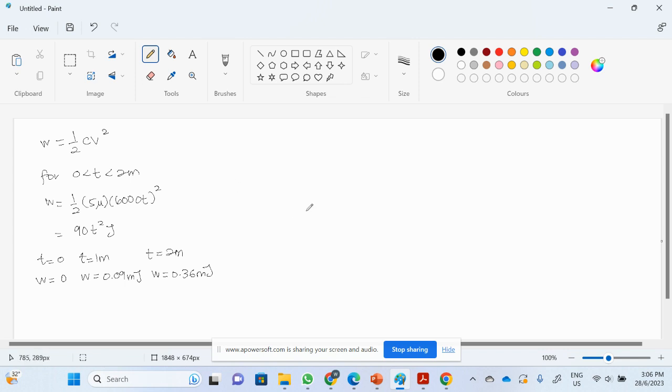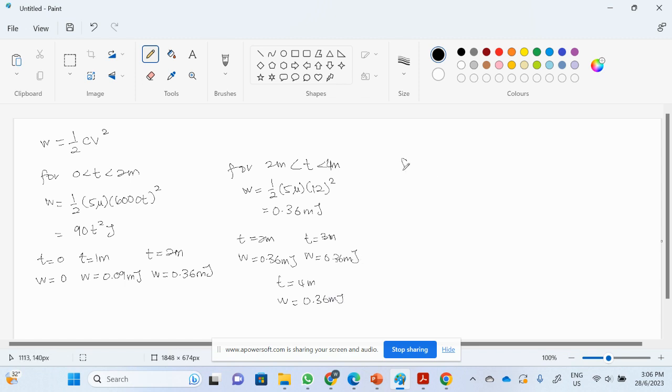Because the graph is a quadratic equation, the graph is curved. Alright, next is for between 2 milli to 4 milli. W equals 1 over 2, C is 5 micro, V is 12 squared. Here straight away you will get 0.36 millijoule. So at T 2 milli, W is 0.36 milli. For T 3 milli, W is also 0.36 milli. And for T 4 milli, W is still the same.